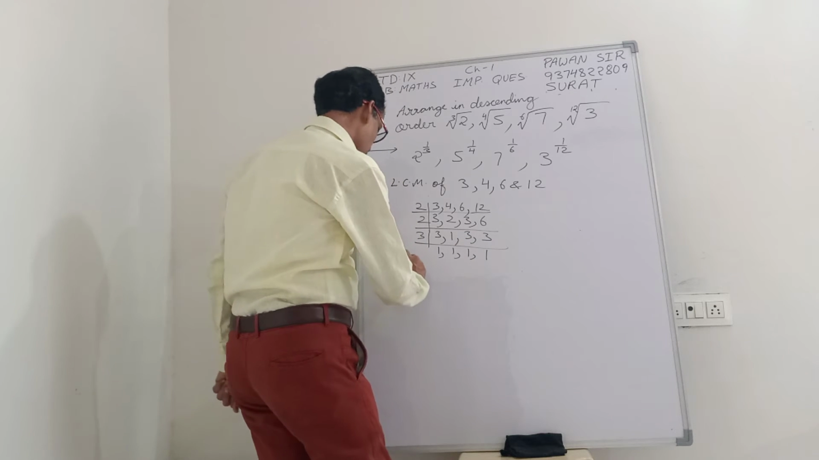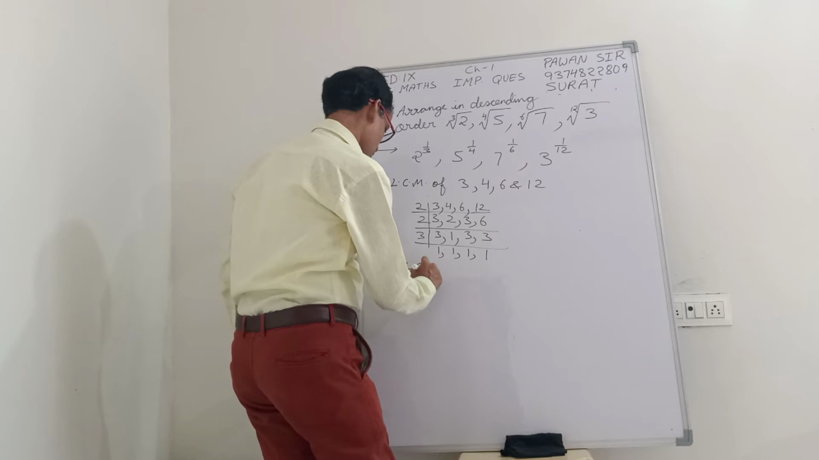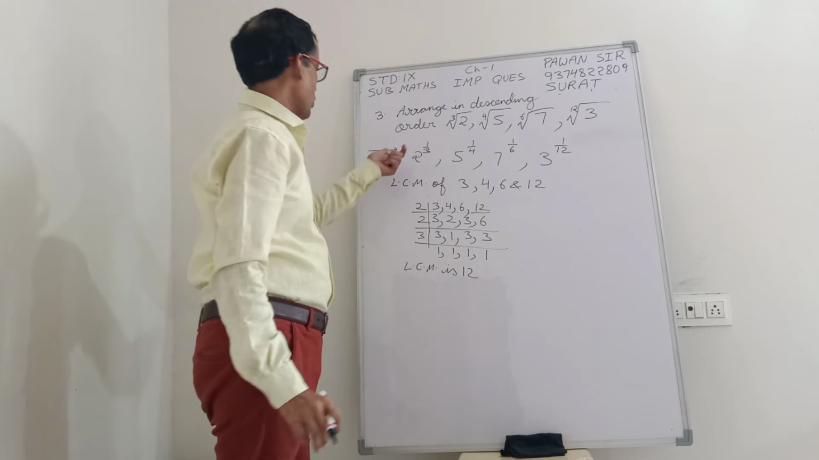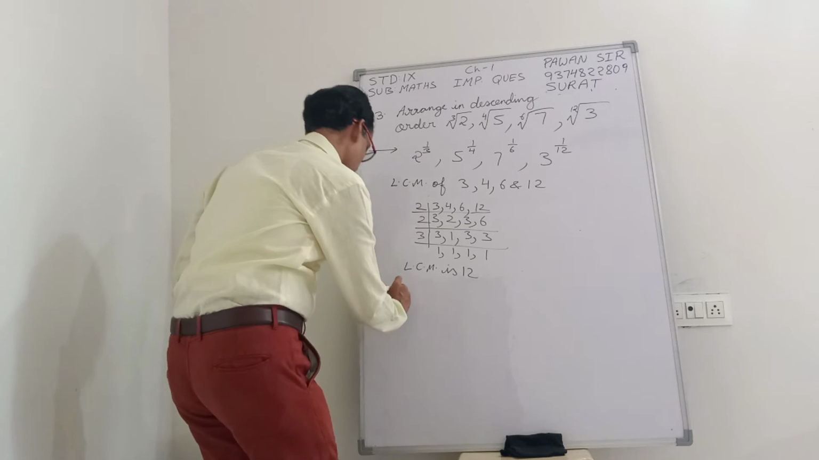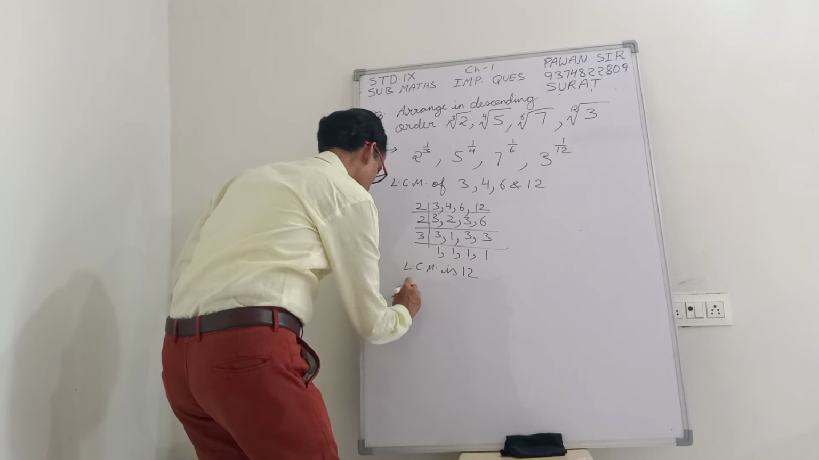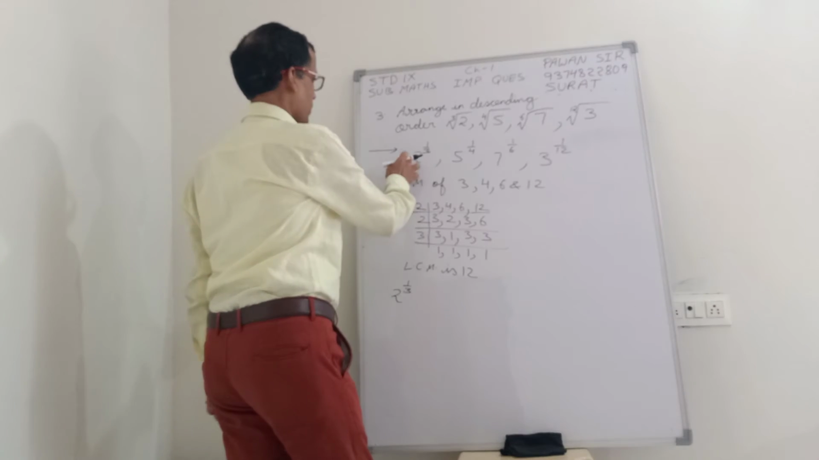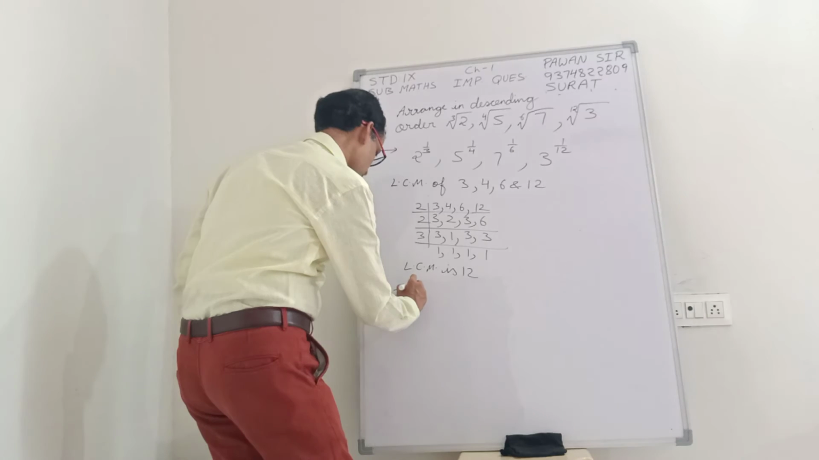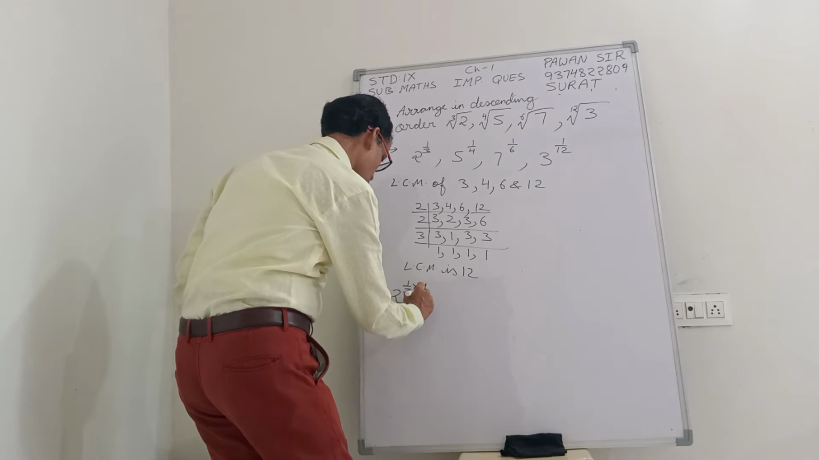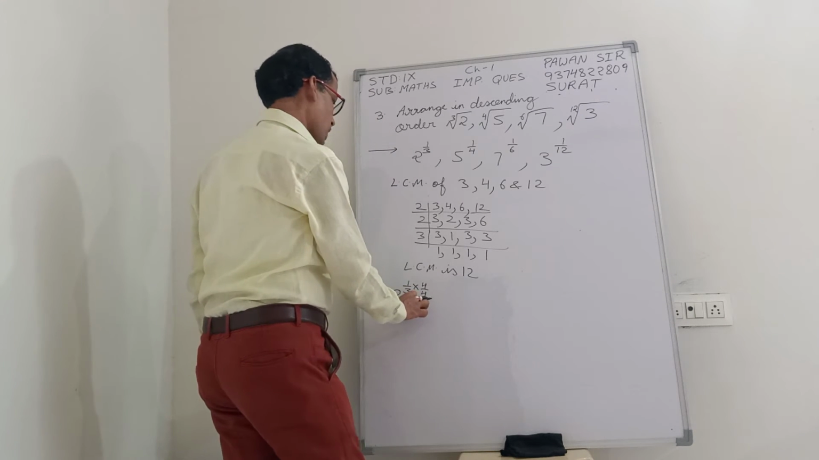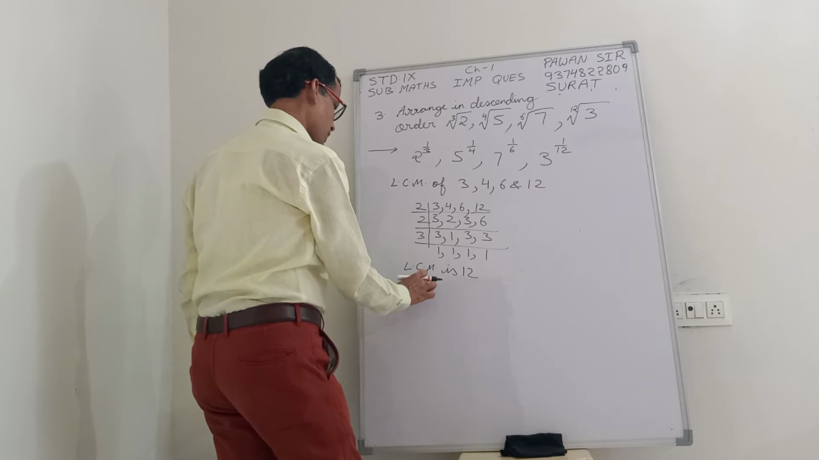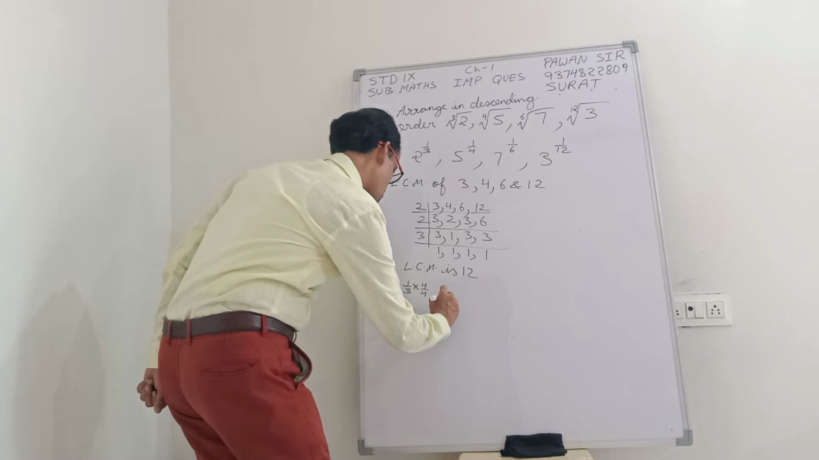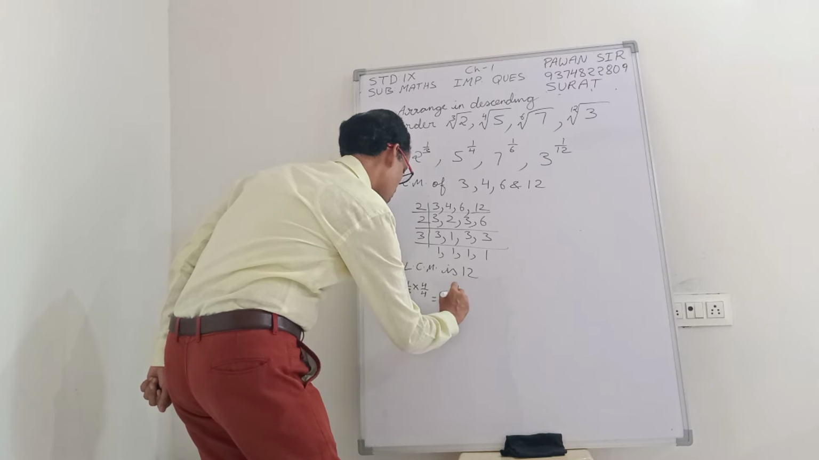So what we get, LCM is 12. Okay. Now see, 2 power 1 by 3. How can you make the denominator 12? Multiply by 4. 4 by 4. 3 multiplied by 4 is 12. So multiply numerator and denominator both by 4. So what we get, 2 power 4 by 12.